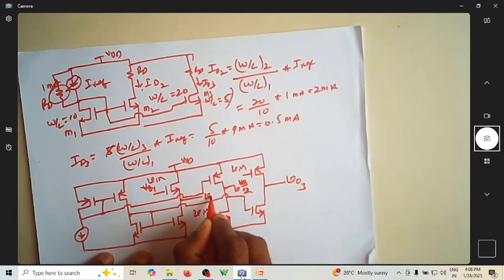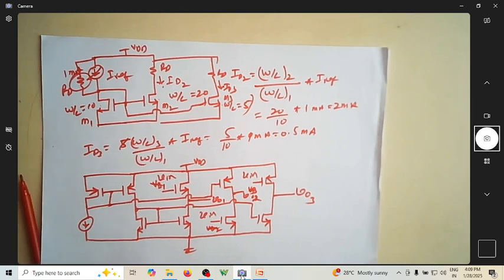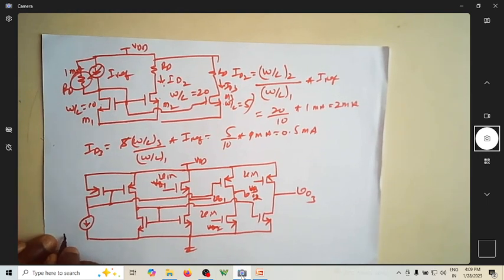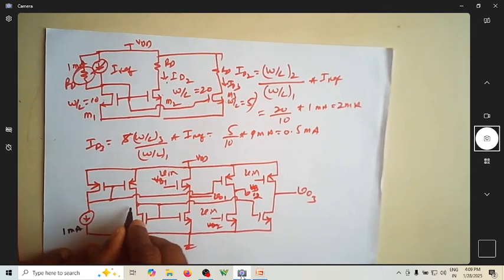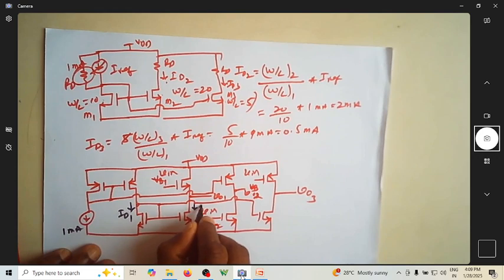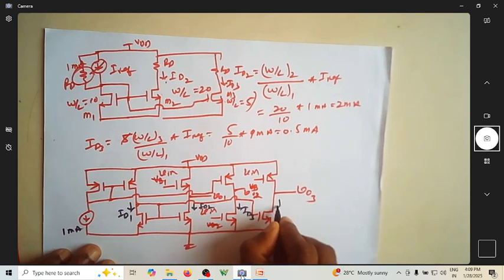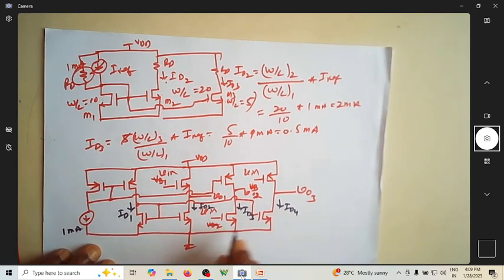As I said, in the beginning, pause the video wherever you're not getting it and then try to understand what's happening. We want to identify what are the currents flowing in different cases. Let us assume that this is 1 milliampere. I want to know what is ID1, ID2, ID3, and ID4.